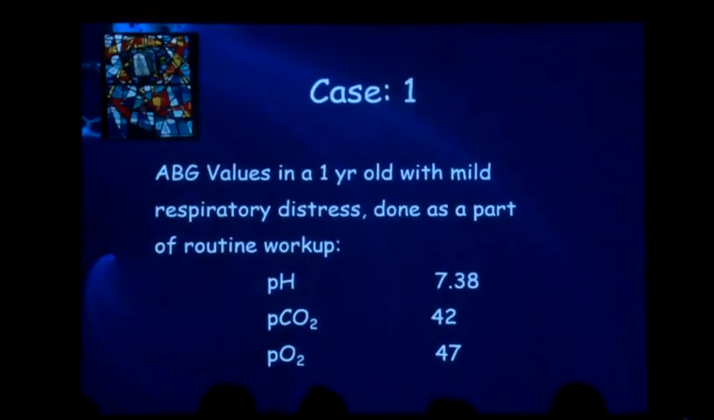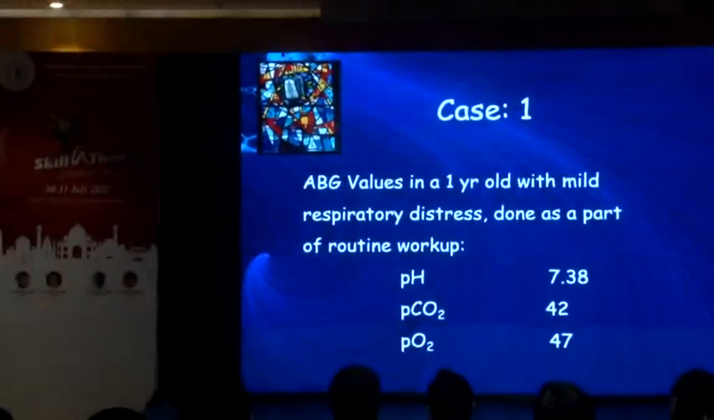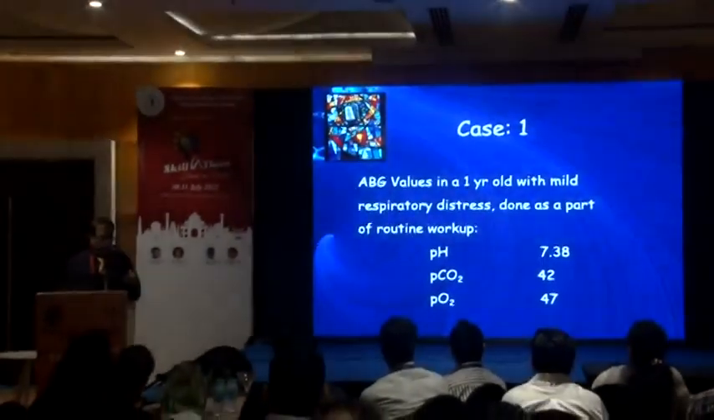This is an ABG value in a 1-year-old child who has mild respiratory distress, done as a part of routine workup. Our residents are very fond of doing routine workup, and the patient comes, sir, sab kuch bhej diya hai. Very good. So the pH was 7.38, PCO2 was 42, and O2 47.